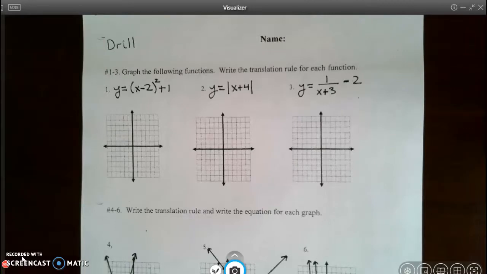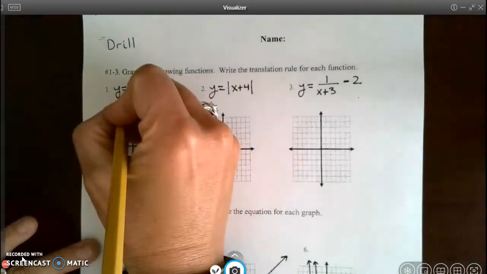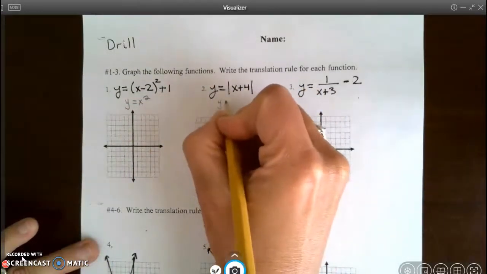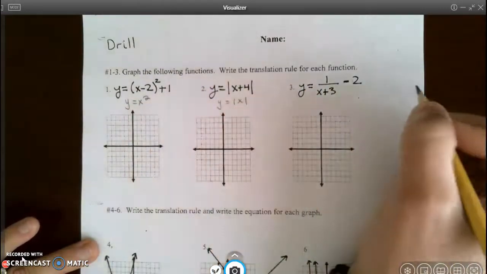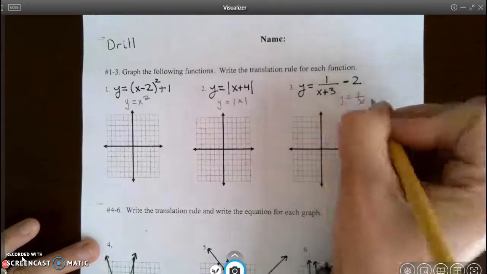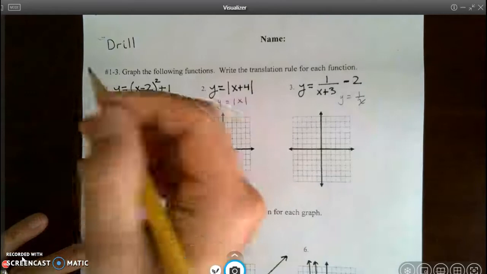The very first thing that I do is I go through and I figure out what the parent function is. So for number 1, I recognize that it's y equals x squared. This one I know is y equals the absolute value of x. And number 3 is y equals 1 divided by x. It gives me an idea of what the graphs are going to look like.